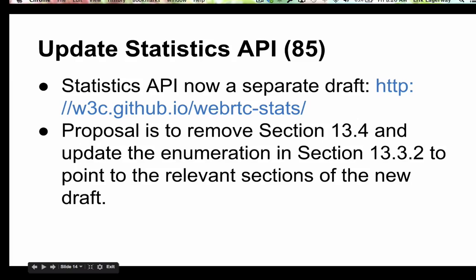Why don't you talk about this one, Bernard? So Harold and Varun have created a separate document for the statistics API, and you can access it at the link there. The question is how we update the ORTC API draft. The proposal from Varun was to remove section 13.4 basic, and we'll still have 13.1, 2, and 3, which describe how the ORTC API uniquely uses the stats objects and accesses them, and then update the enumeration in section 13.3.2 to point to the relevant sections of the new draft. So most of the stats section would vanish under this proposal, but it would point to the new draft, which is being evolved within the WebRTC working group in W3C. That would be easier to keep up to date rather than trying to copy the stuff into the ORTC API.